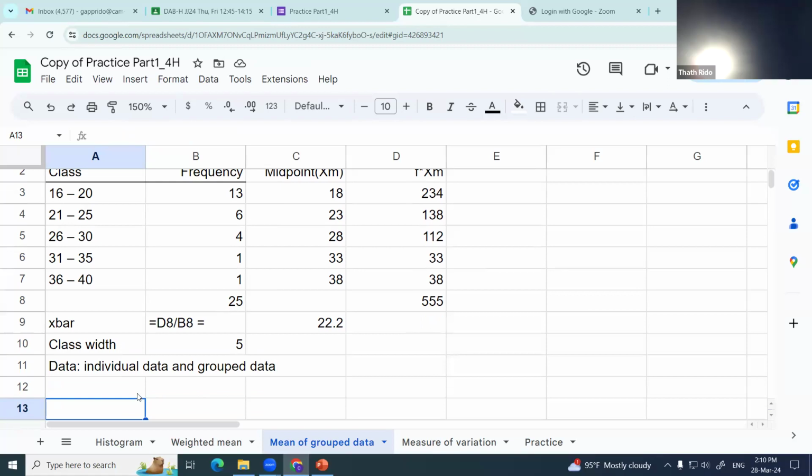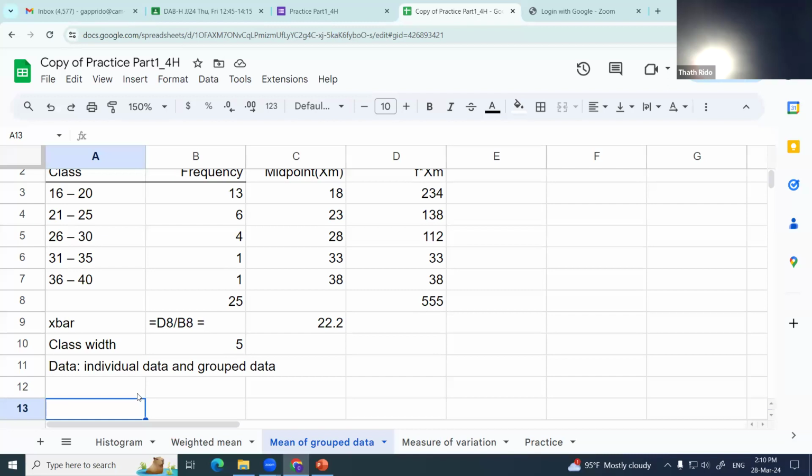So you have to find the midpoint and then multiply the midpoint by the frequency of each class, then sum the product results and then divide by the total frequency. And here, remember that we can do it faster.